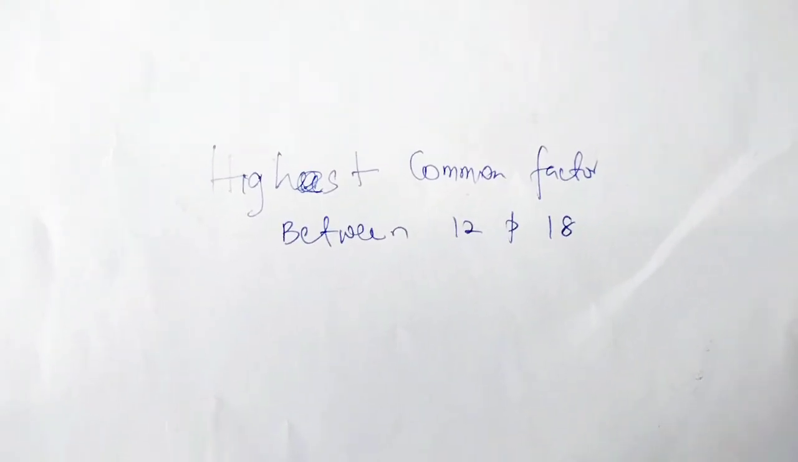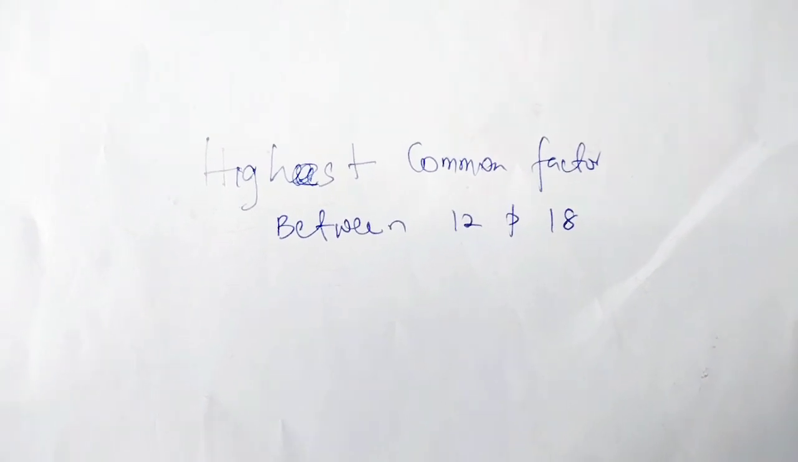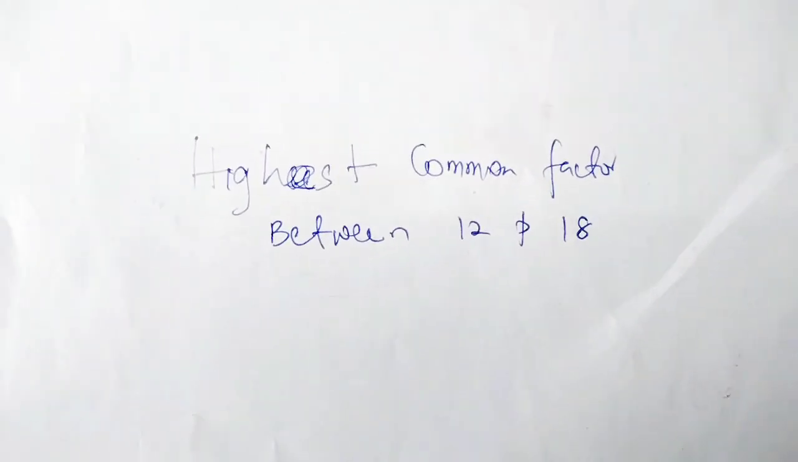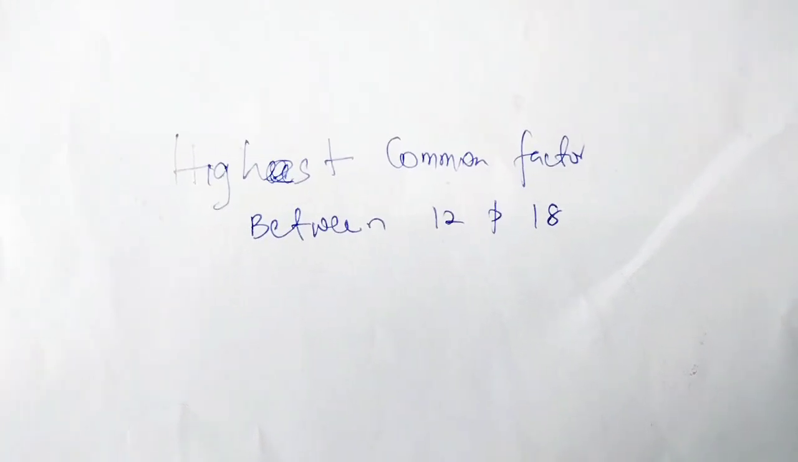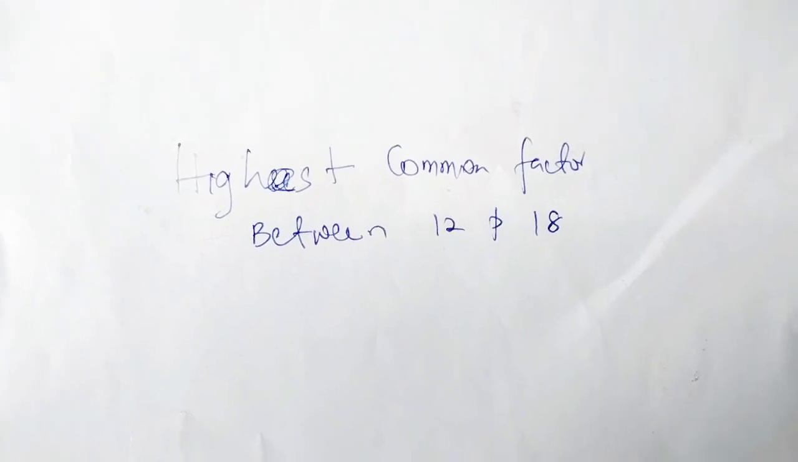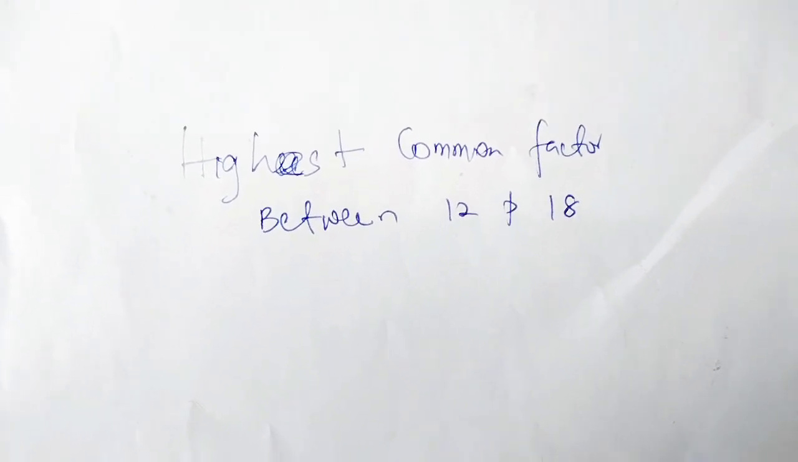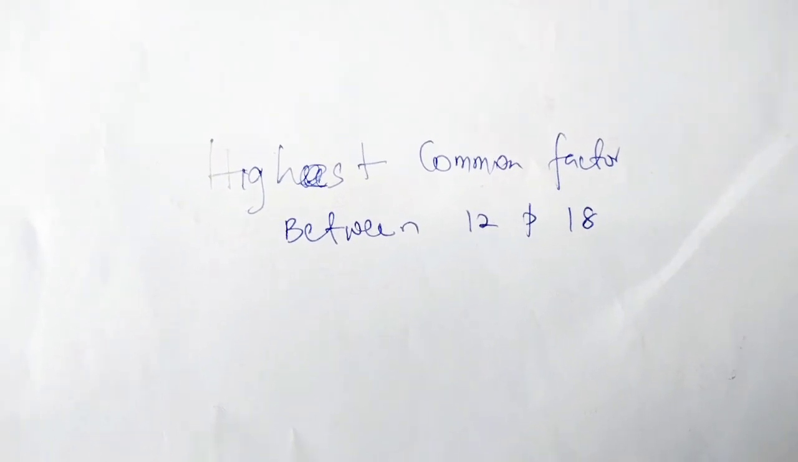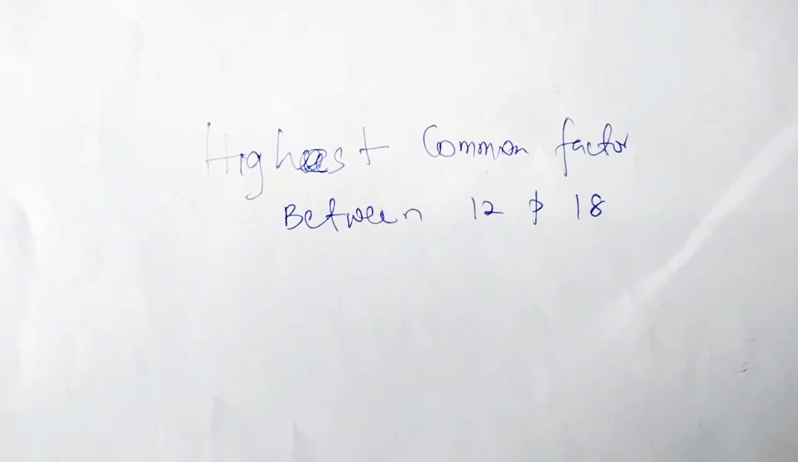So I want to do the second method. I'm looking for the highest common factor between 12 and 18. From the first method, we had the common factor method. Now the second method is the prime number method, factorizing into prime numbers, or the prime factors.